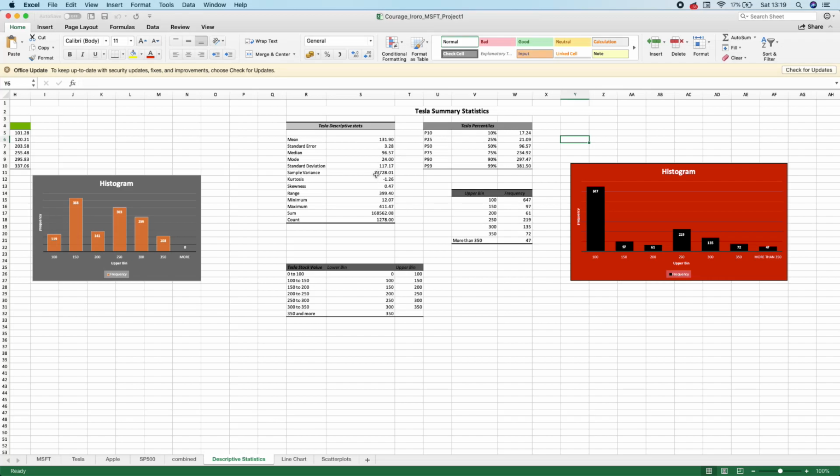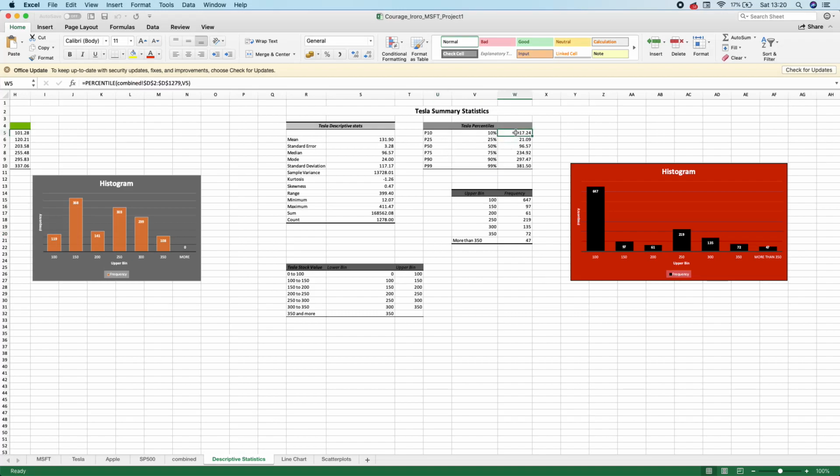You can also look at the standard error. The standard error is higher, so it's not really a true description of the population. And then also when we look at the percentile, it helps us determine what's really going on within their stock values in Tesla.